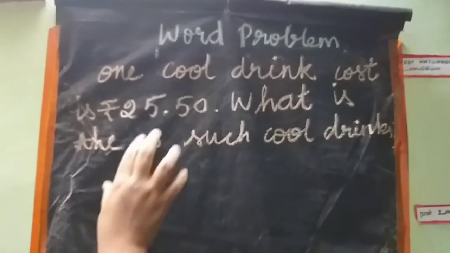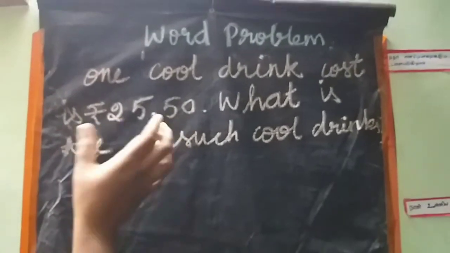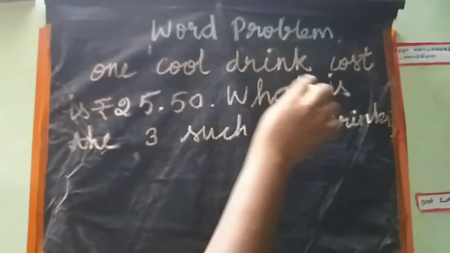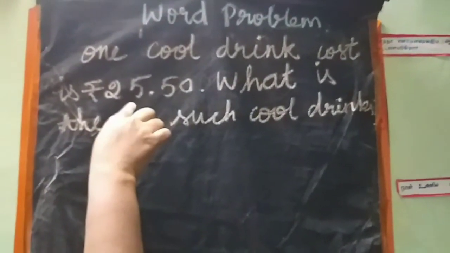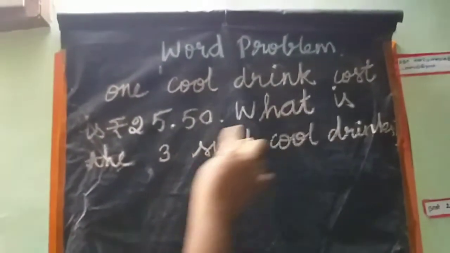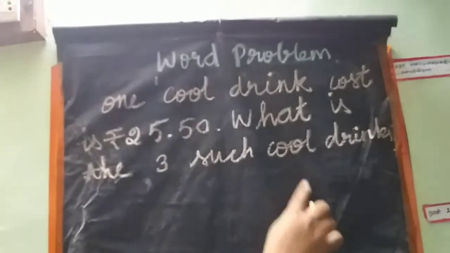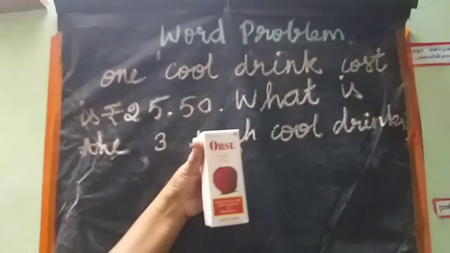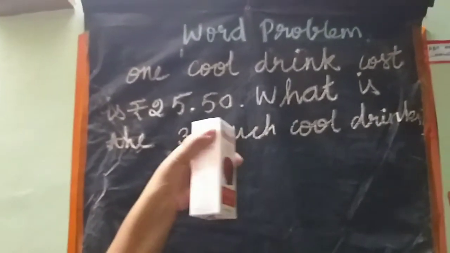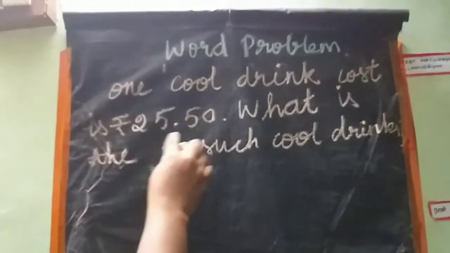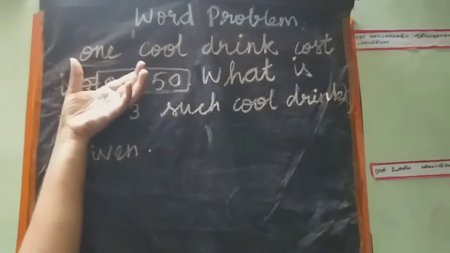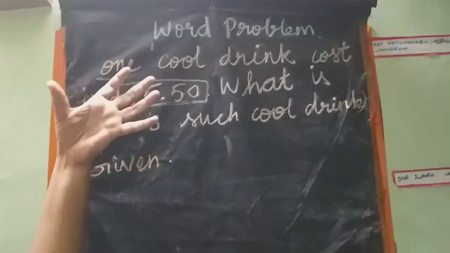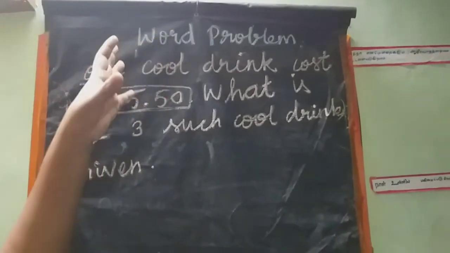Students, listen to these statements. First of all, you should read it three times. One cool drink costs 25 rupees 50 paise. And what is the cost of three such cool drinks? Which means I have only one cool drink, isn't it? And the cost of this cool drink is 25 rupees 50 paise. One cool drink's cost is given, and three cool drinks' cost is asked. So this is the meaning, isn't it?